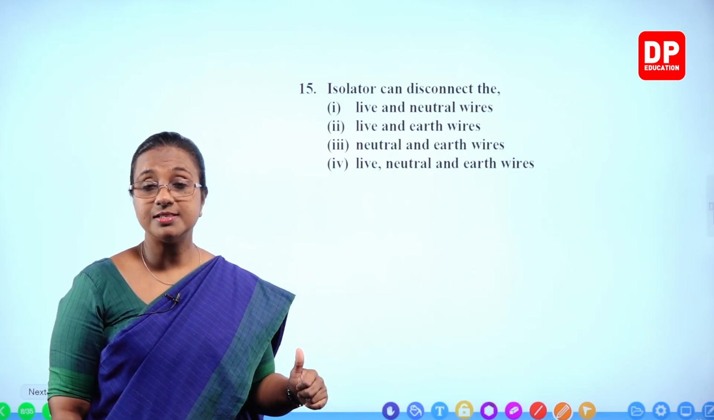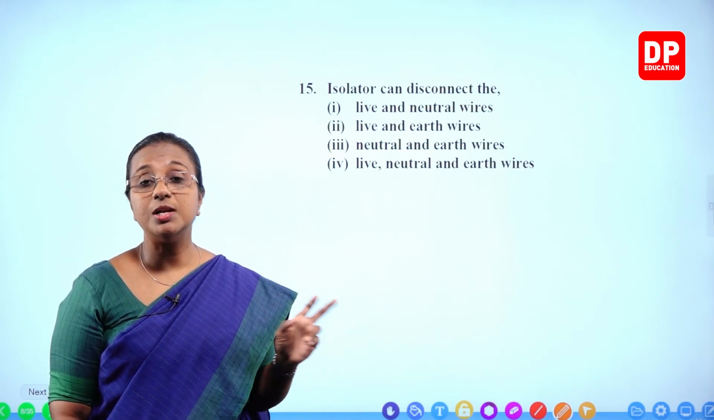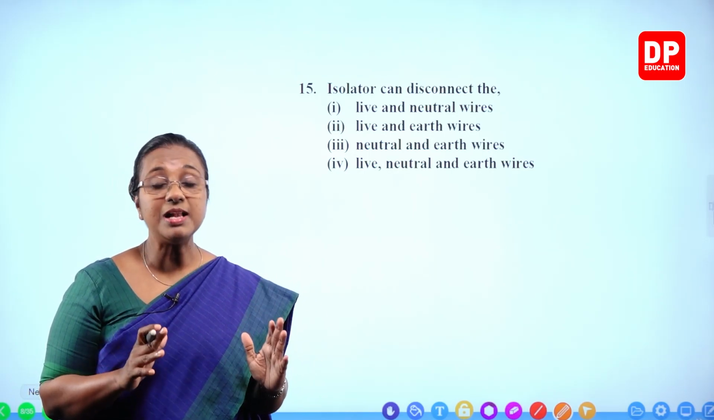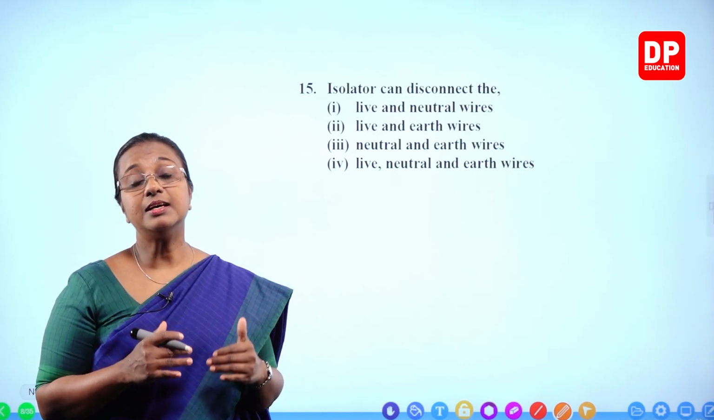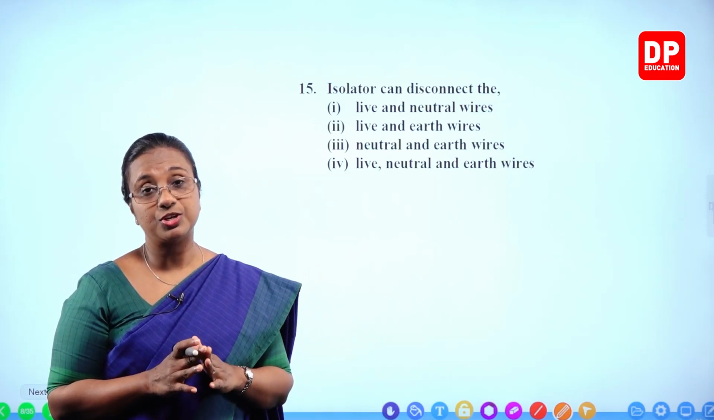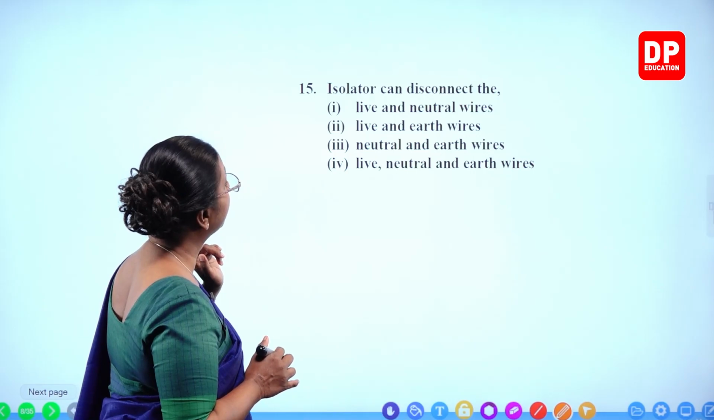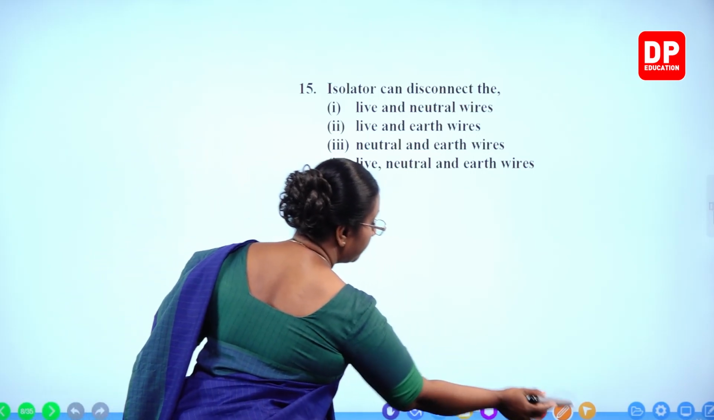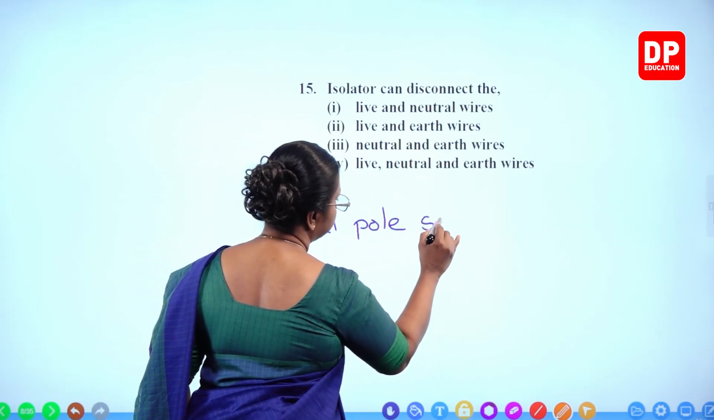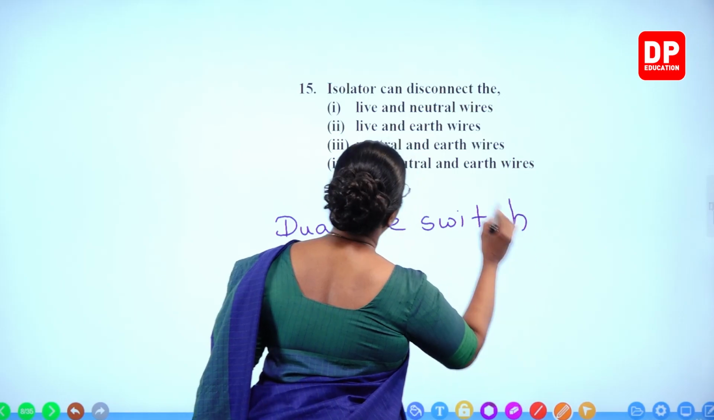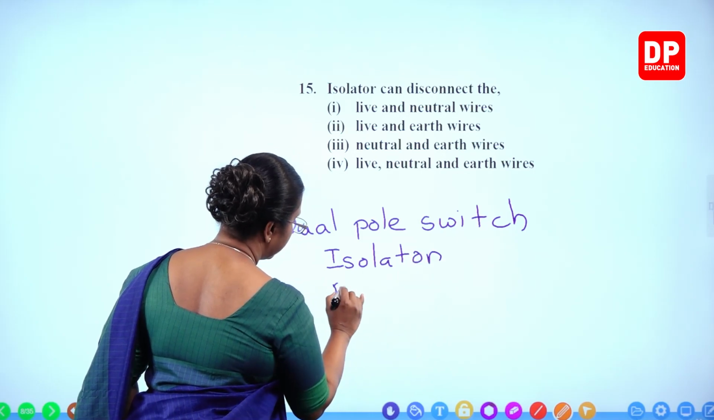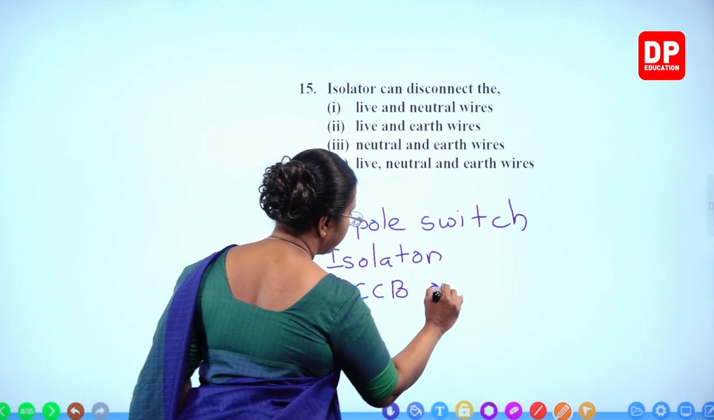Because isolator is also a dual pole switch. Isolator, residual current circuit breaker or the trip switch, both are dual pole switches. They are both connected to live and neutral wires, and simultaneously they disconnect the supply to the household by disconnecting both live and neutral wires. So that is why they are dual pole switches. We use that term, dual pole switch. Both isolator and RCCB or trip switch.